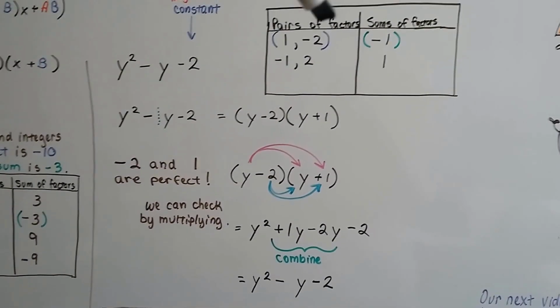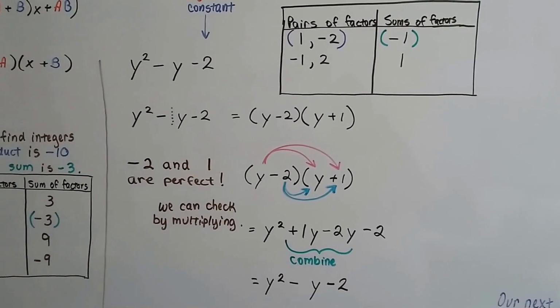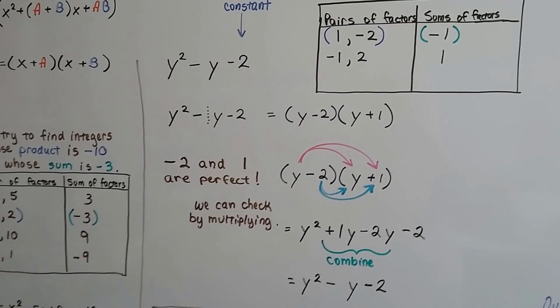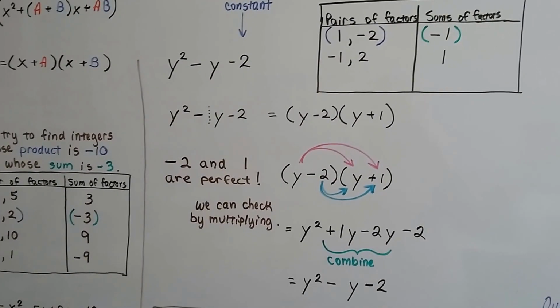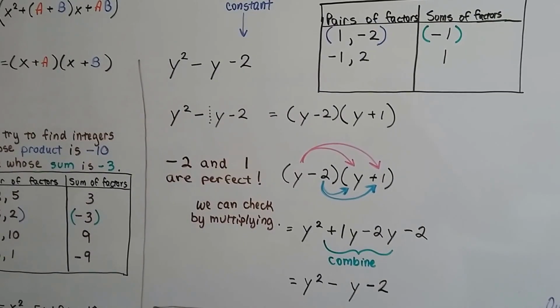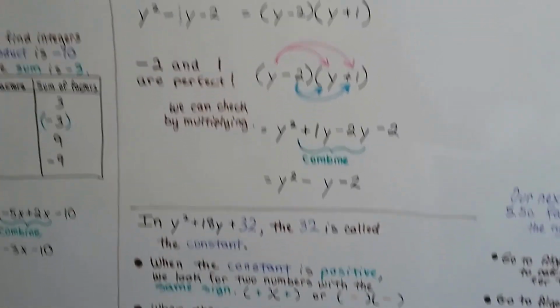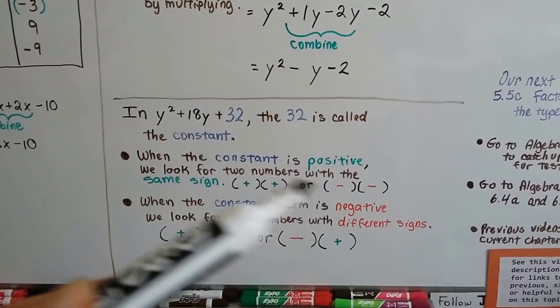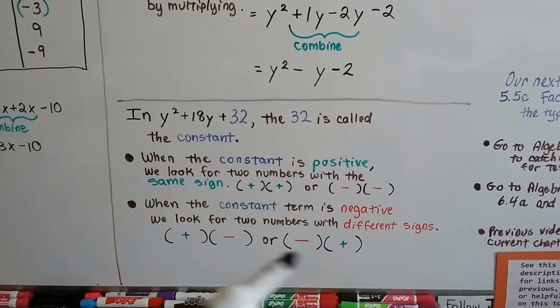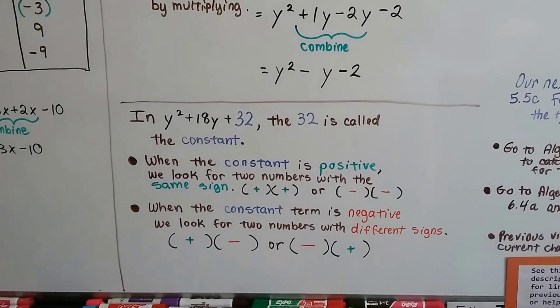So use this table. You should write that in your notes because it'll help you, the pair of factors and the sum of factors. And until you get really good at this, you can just use that table to help you figure out what goes inside. So just remember, if the constant is positive, the signs are going to be the same, and if the constant is negative, the signs are going to be different, okay?